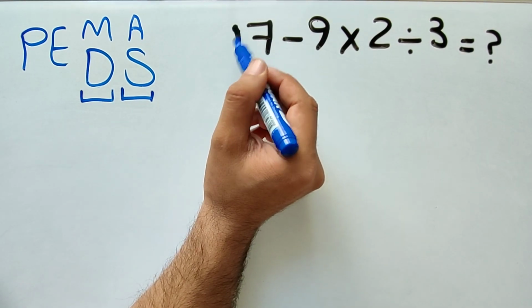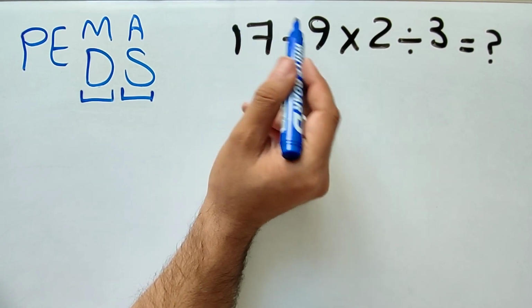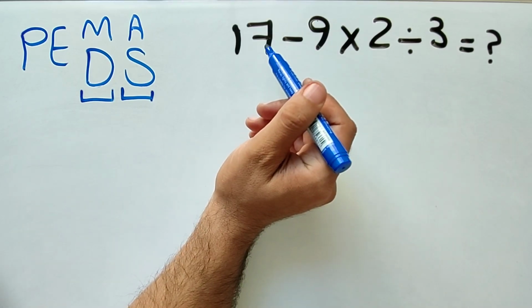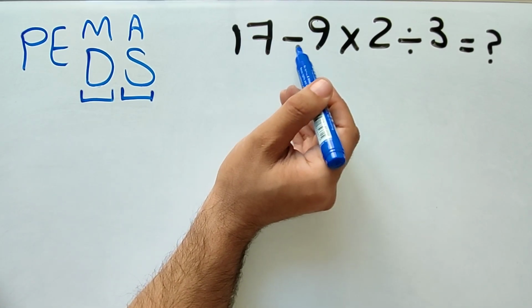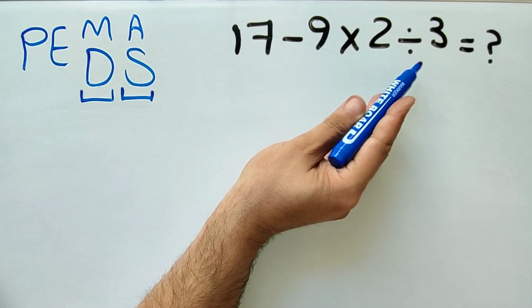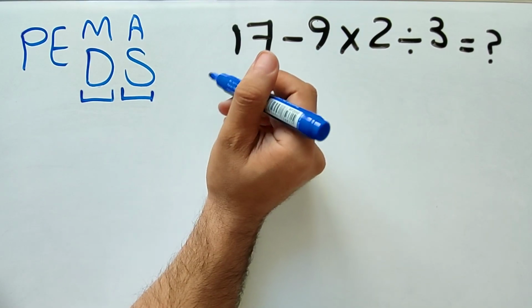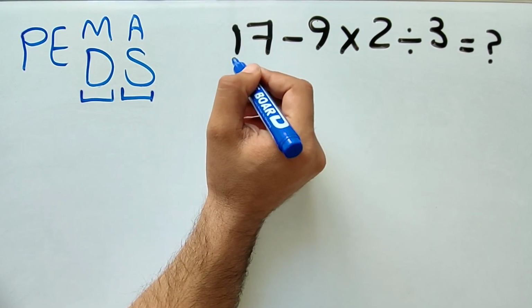We have one math expression here: 17 minus 9 times 2 divided by 3. Maybe you solve this math expression like this.